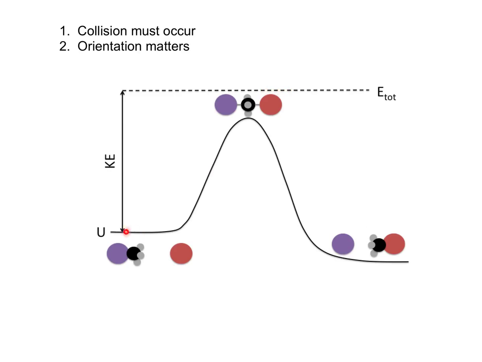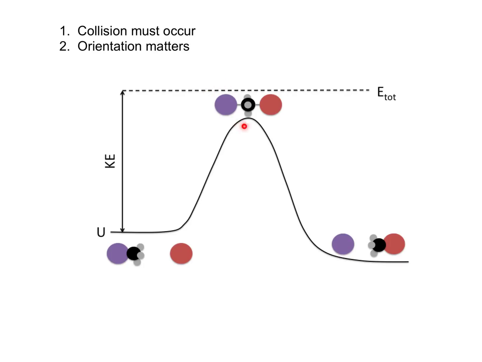What has happened is I've gone from a high kinetic energy, low potential energy state to a high potential energy, low kinetic energy state. So I have transformed kinetic energy into potential energy to get to this highest energy point, or the transition state for the reaction. Nearly all reactions have some type of potential energy barrier where kinetic energy is transformed into potential energy in order to form products from our reactants. This potential energy barrier is what you know as the activation barrier for the reaction.